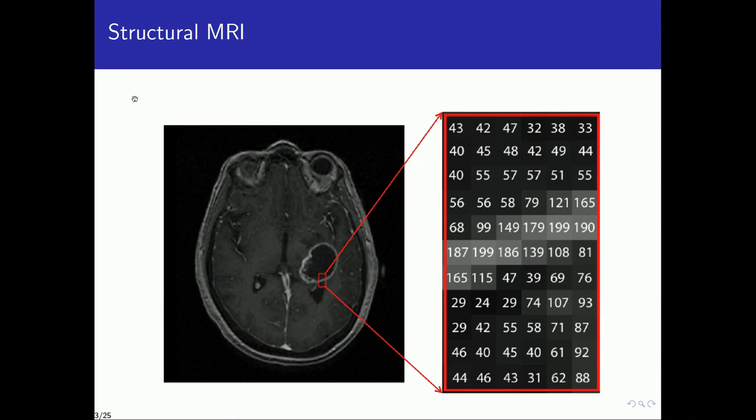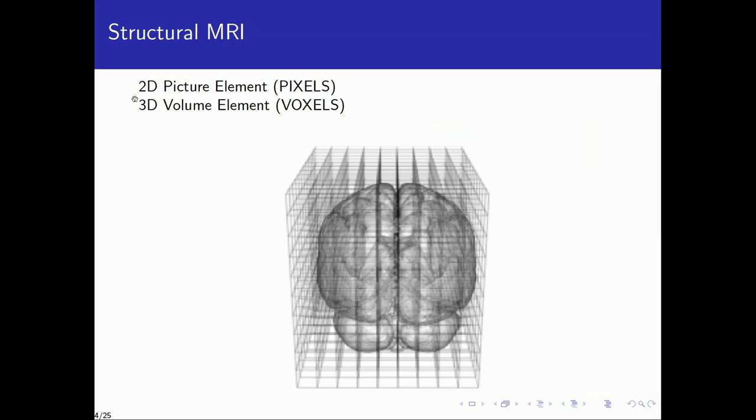When you're dealing with this data, this is just one slice, but we actually have a three-dimensional array that contains a bunch of different numbers that make up this image. So we're all familiar with two-dimensional pixels. Have you guys heard of three-dimensional voxels? All right, everybody's pretty hip in here. I can't teach you anything. Picture elements are pixels, volume elements are voxels. So it's like the cooler pixel.